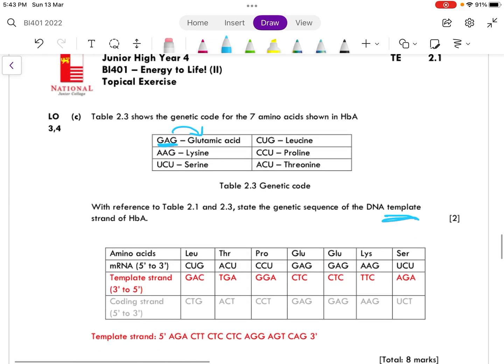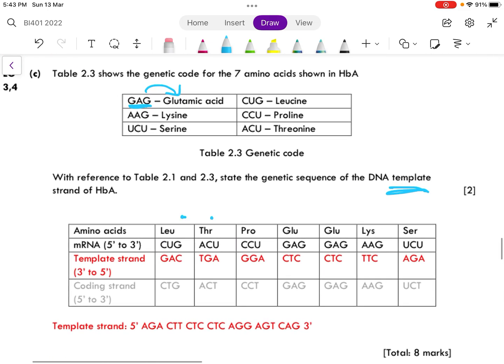I have the same amino acids here, 1, 2, 3, 4, 5, 6, 7. So now we know the primary sequence. Let's work backwards. If we know the primary sequence, what will the mRNA sequence be? The mRNA sequence would be CUG, ACU, CCU, GAG, and so on and so forth.